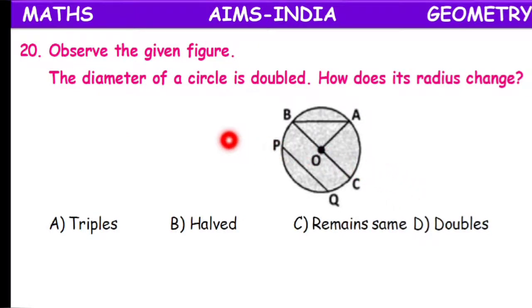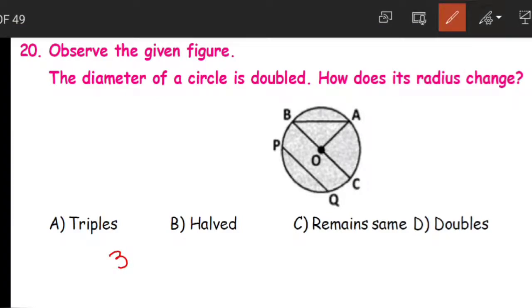Now coming to question 20. The diameter of a circle is doubled. Now how does its radius change? Will the radius become triple? Triple means 3 times. Next, will the radius become half, or will the radius become the same, or will the radius double?